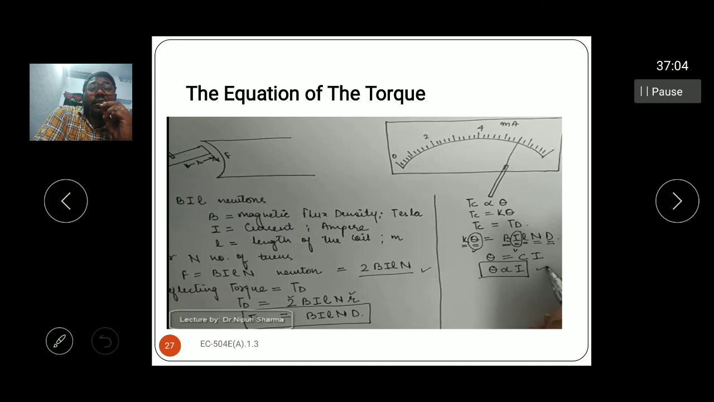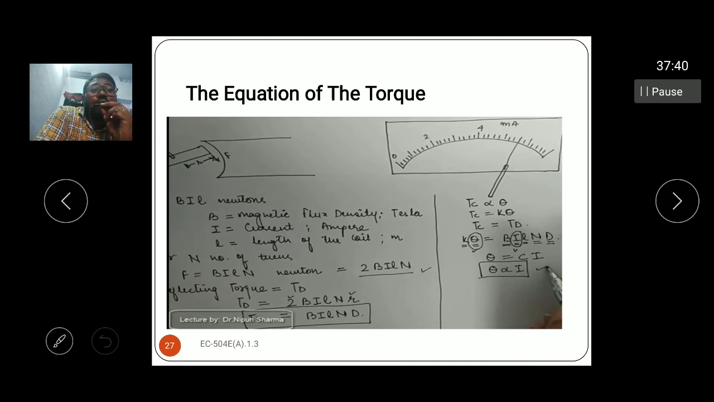Then TC is equal to TD, the deflection torque and the deflection of the coil are both equal in the reading as well as in the establishment of the force. Then TD is equal to TC. That means K into theta is equal to B into I into L into N into D. Here K is constant, magnetic flux density B is constant, L, the length of the coil, is constant, N, the number of turns, is constant, and diameter D is also constant.